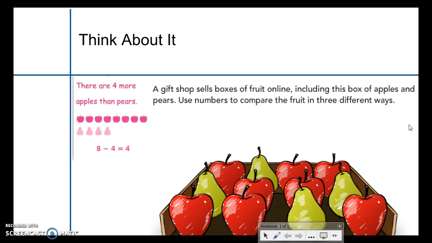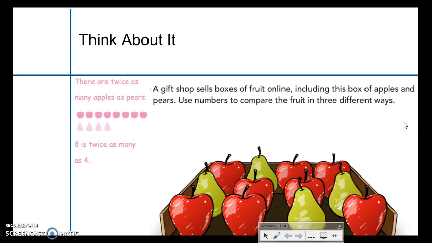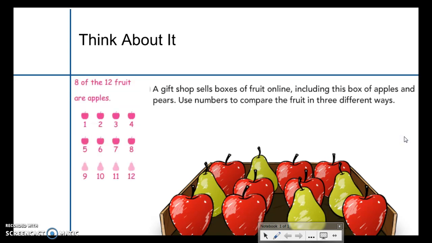You can see that there are 4 more apples than pears, which can be written as a subtraction problem or an addition problem where you add 4 plus 4. You can also compare them like this. There are twice as many apples as pears. 8 is twice as many as 4. Or 8 of the 12 fruit are apples. Okay? So those are just 3 different ways to compare these numbers.